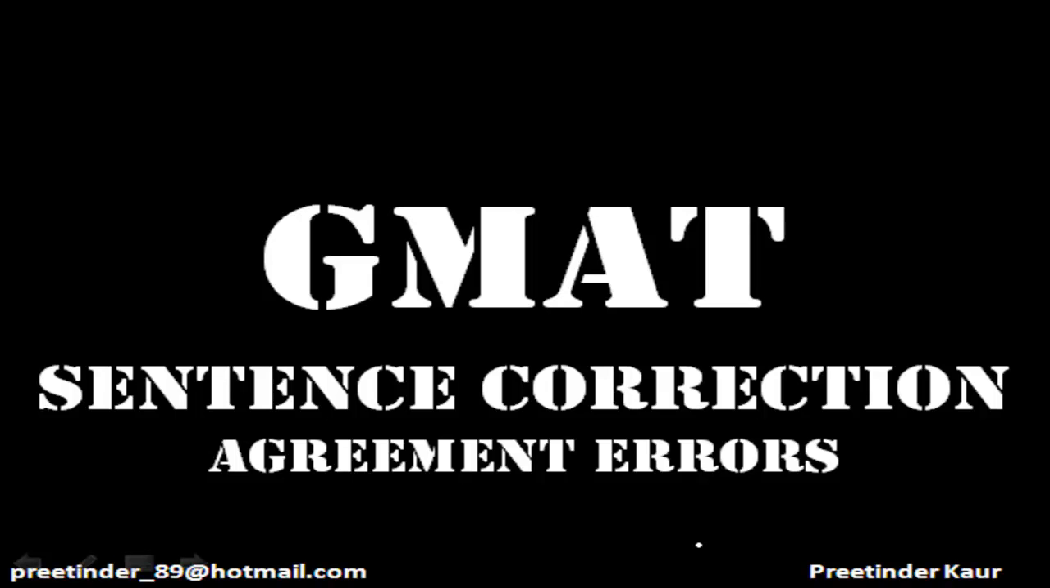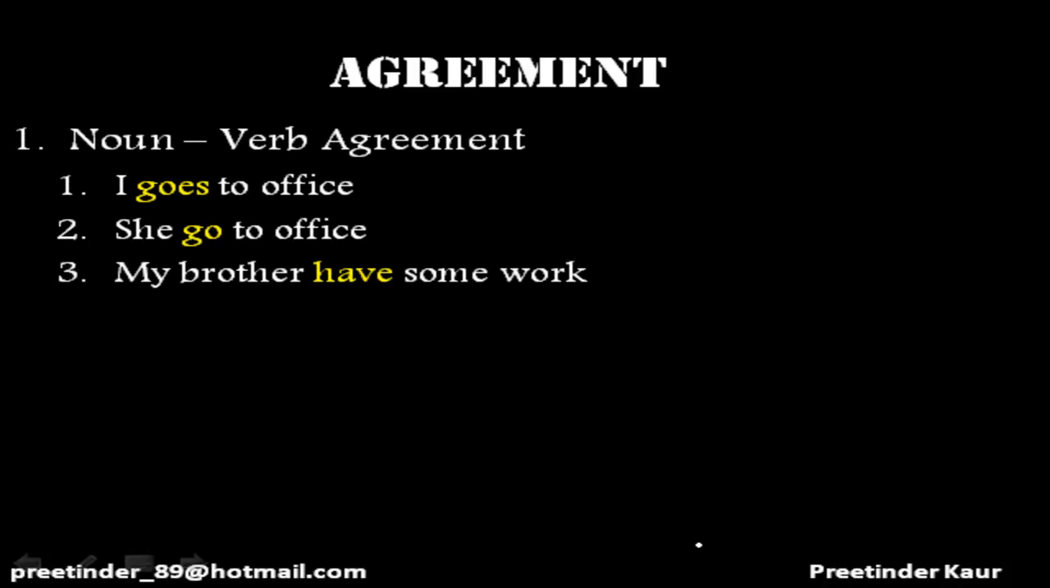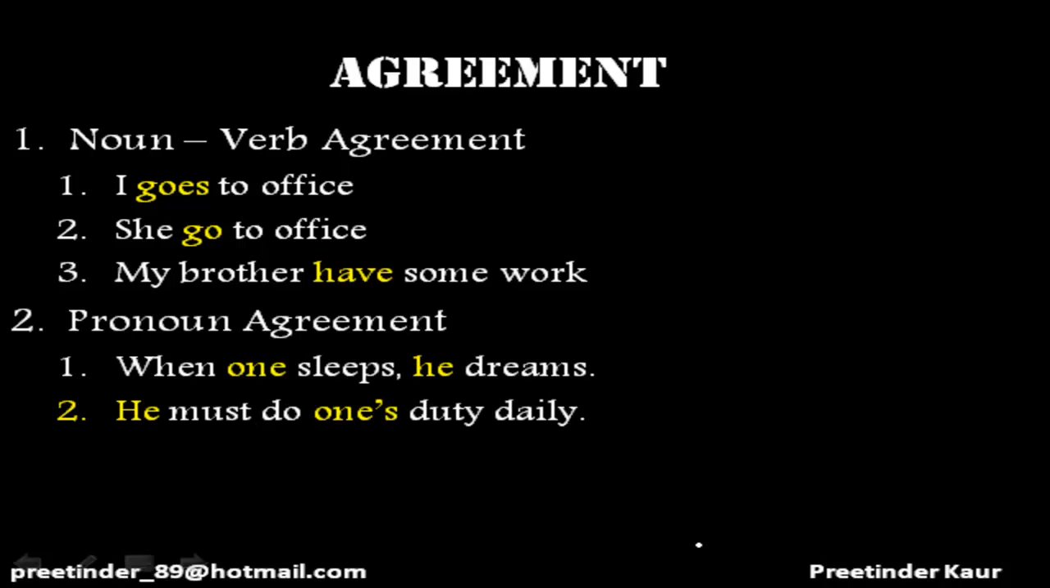So let us go ahead and study the different types of agreement errors. Now these are basically of 2 types, noun-verb agreement and pronoun agreement. Let's have a look at both of them. In the noun-verb agreement, you have errors that do not match the number of the verb with the number of the noun or the subject. So these errors are also commonly known as subject-verb agreement.